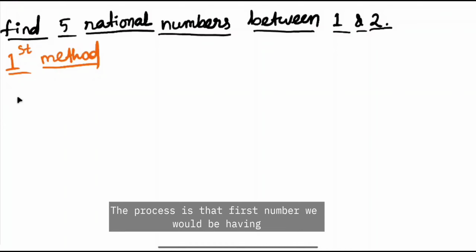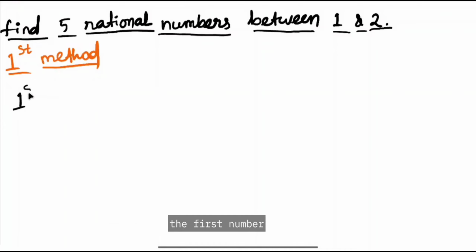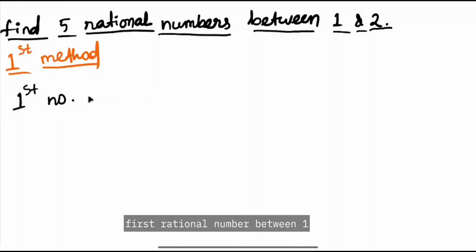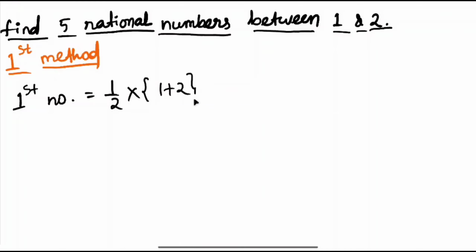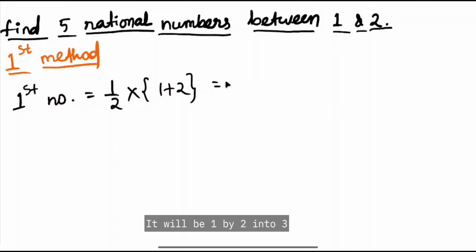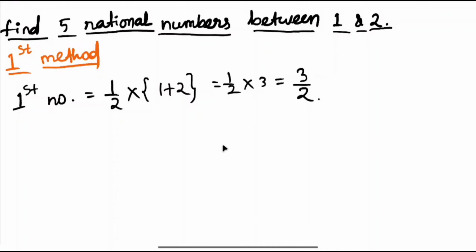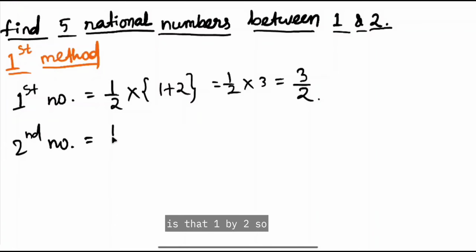The first rational number between 1 and 2 is 1 by 2 whole into 1 plus 2. Clear? It will be 1 by 2 into 3. So basically this is 3 by 2. Clear? The second number.